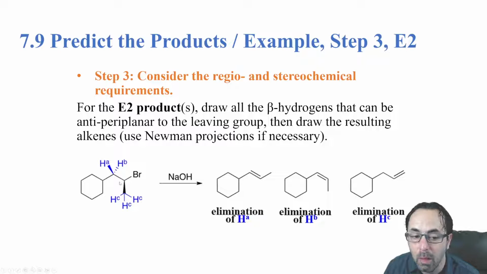And in that case, we may have to draw a Newman projection to make sure. But in this case, we don't have to worry about that because there's 2 hydrogens on the beta carbon here, and there's 3 hydrogens on the beta carbon here. And so we do have 2 possibilities here in terms of the ultimate stereochemistry, right?